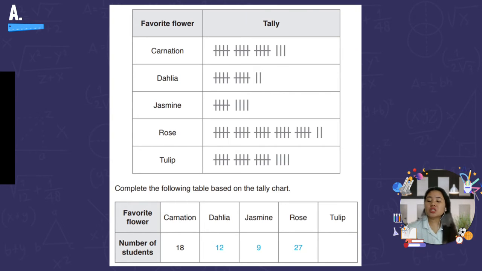So how many students chose tulip? Let's count. 5, 10, 15, 16, 17, 18, and 19. So tulip has 19 students. Okay, very good. So that's it for letter A. It's very easy, right? Okay, so let's proceed.